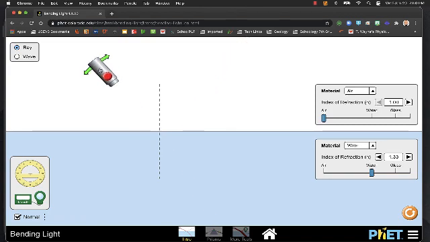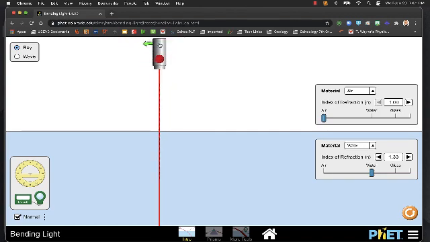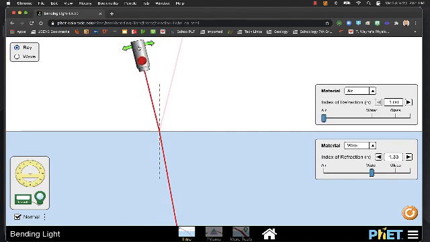In the virtual lab that you had with the bending light, what we found is that when the laser pen is upright, like this, that's what we would call the normal. This dashed line right here is a line that is perpendicular to the surface or the boundary between two different materials.